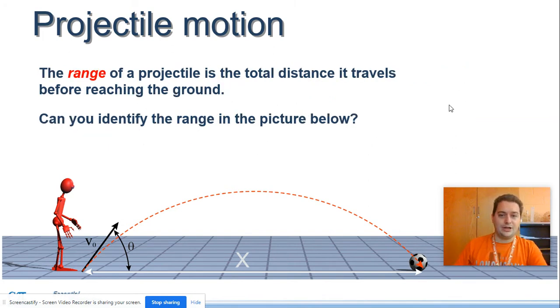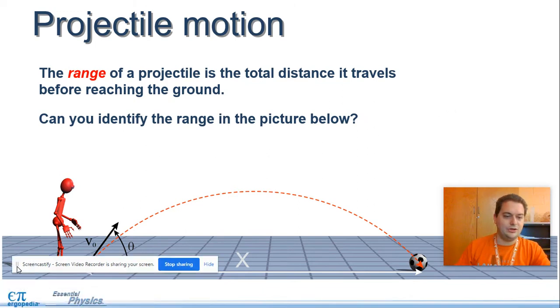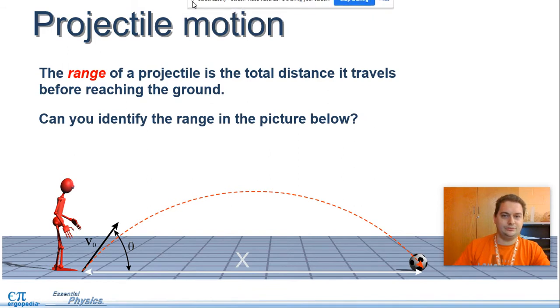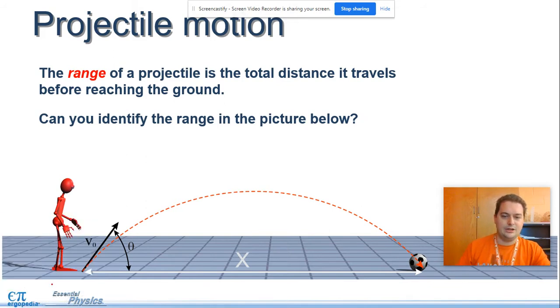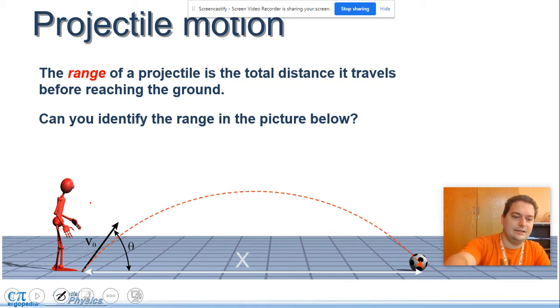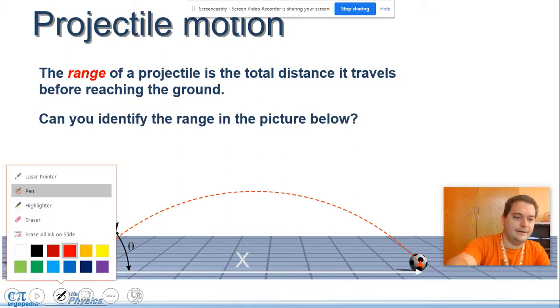The range of a projectile is the total distance it travels before reaching the ground. So distance, can you identify range in the picture? So take a look. If we want to identify range in our picture, where are we going to find the range? We're going to find the range right here. It is our x distance, right?